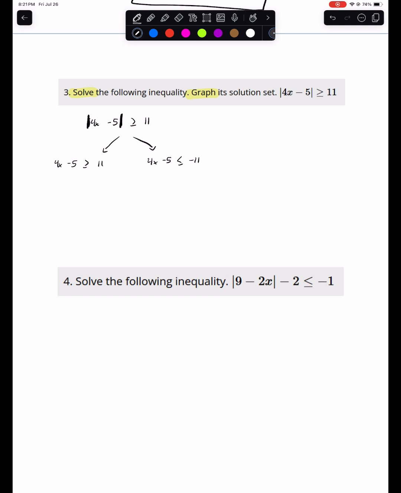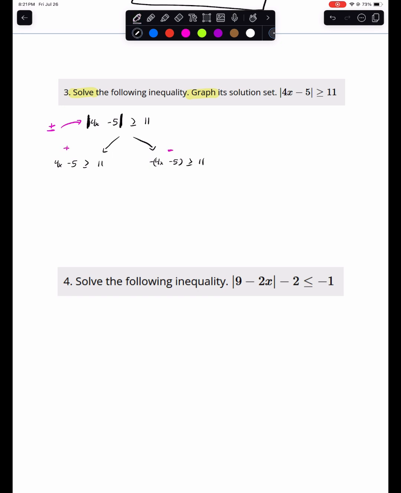Actually, let me do this more accurately. We'll just do the negative. Okay. 4x. Right? Because I'm just gonna go with this simple definition. So with the absolute value, right? When you take it away, you have the plus minus. So here you have the plus, here you have the minus.